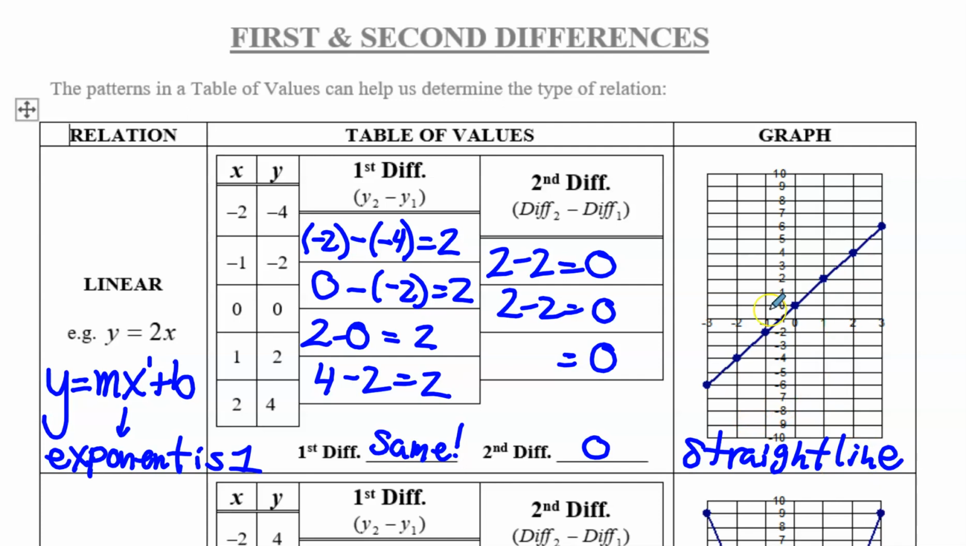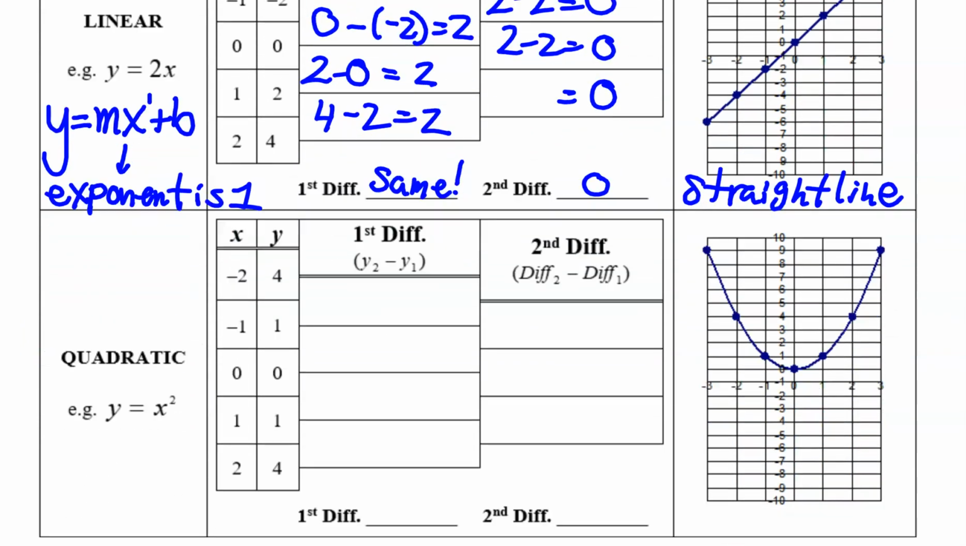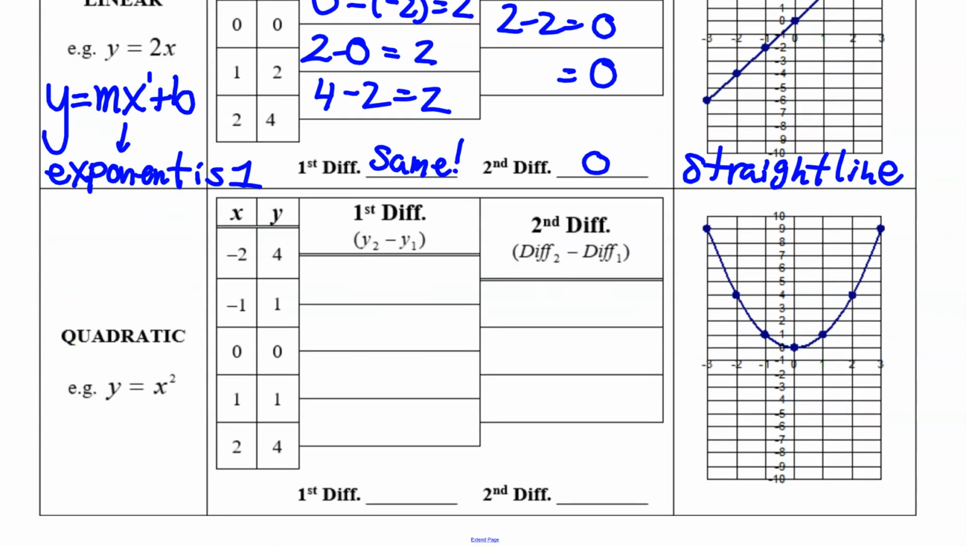Awesome, so looking at a graph, at a table of values, and at an equation, we can determine whether it's linear or not. Okay, we're going to talk about quadratics next.